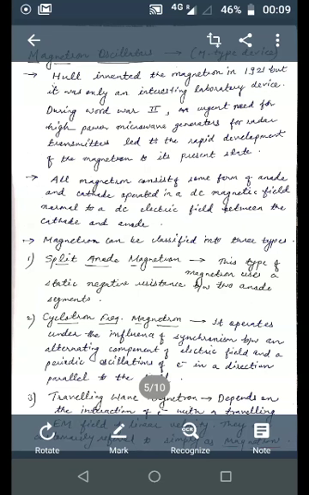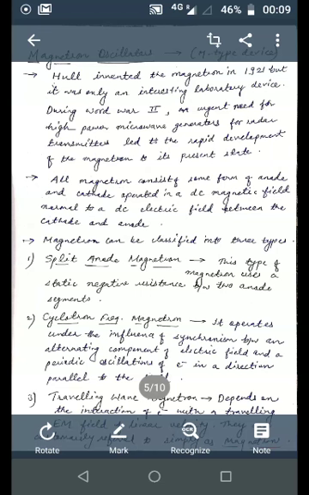All magnetrons consist of some form of anode and cathode operated in a DC magnetic field normal to a DC electric field between the cathode and anode. Magnetrons can be classified into three types. First is the split anode magnetron. This type of magnetron uses a static negative resistance between two anode segments. They have low efficiency and are useful at low frequency only.